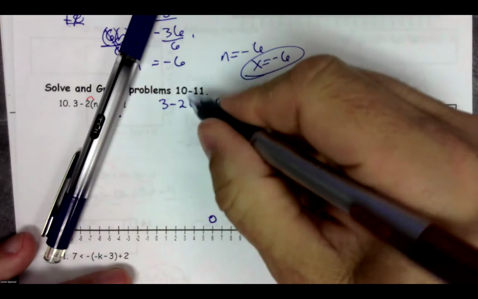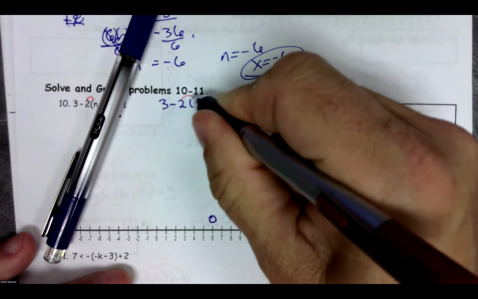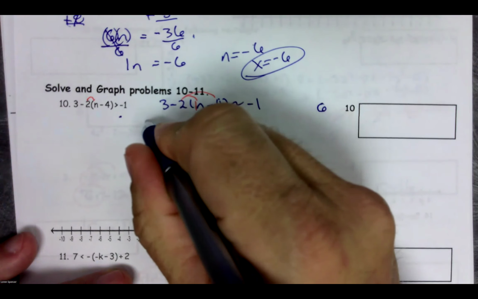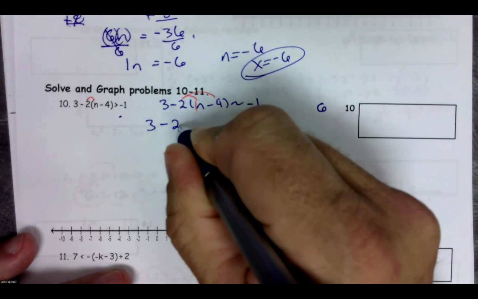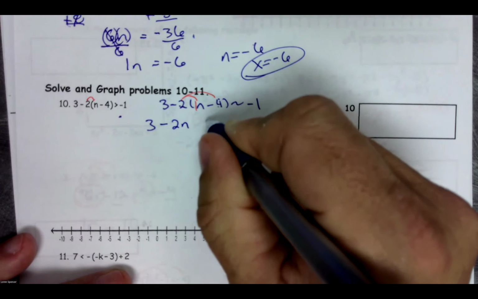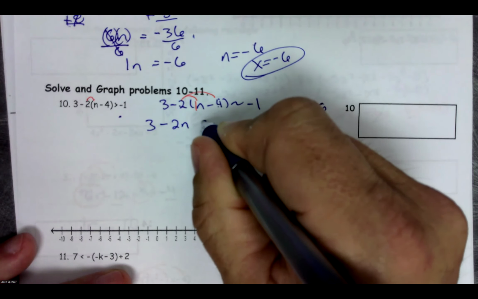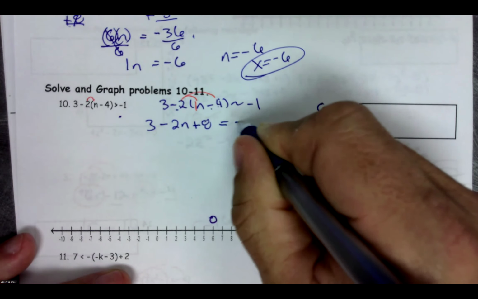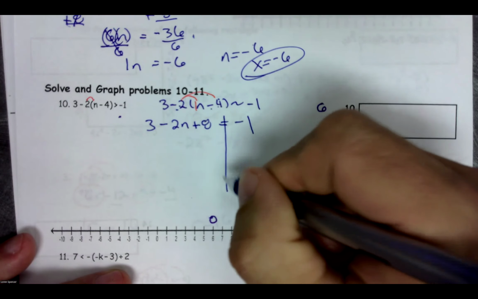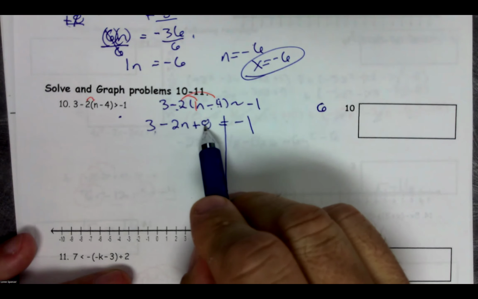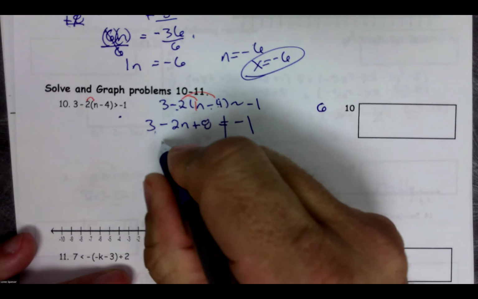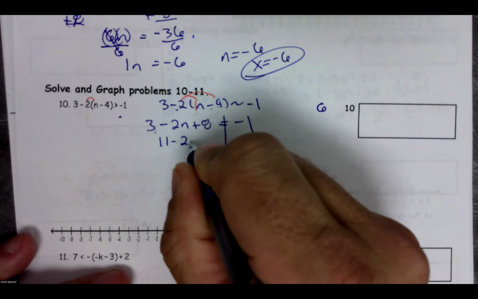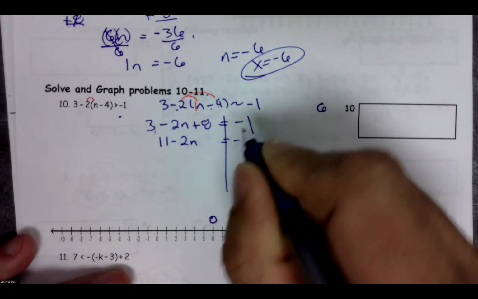Here, I'll do it over here because I have a little more room. There's a missing 1, but I'm distributing that -2 like that. So this becomes 3 minus 2n, 2 times 4 is 8, and a negative times a negative is a positive, equals -1. I can combine like terms. I can combine the 3 and the 8, and that becomes 11 minus 2n equals -1.